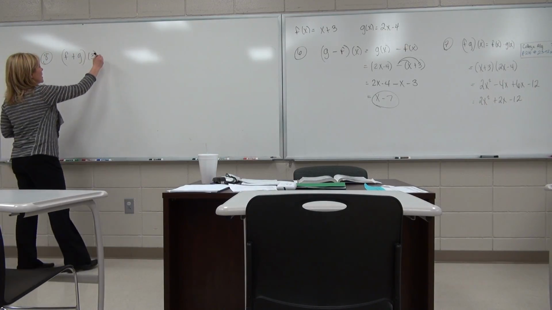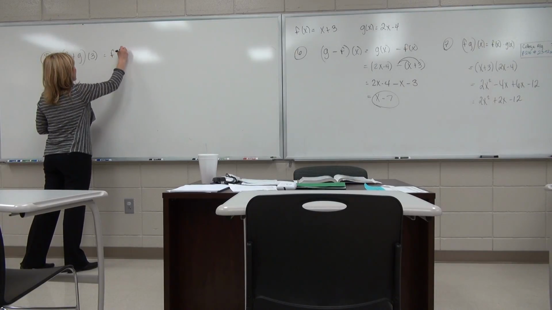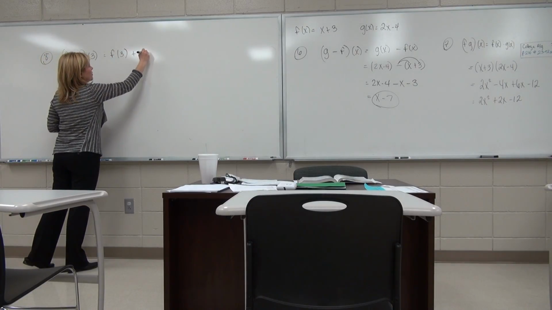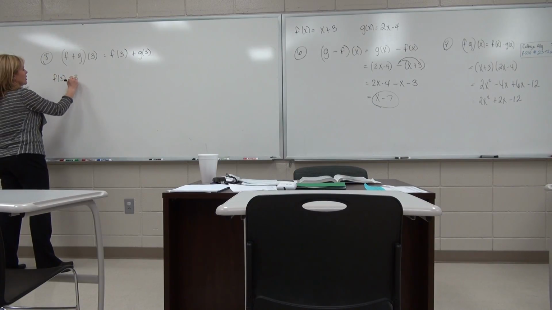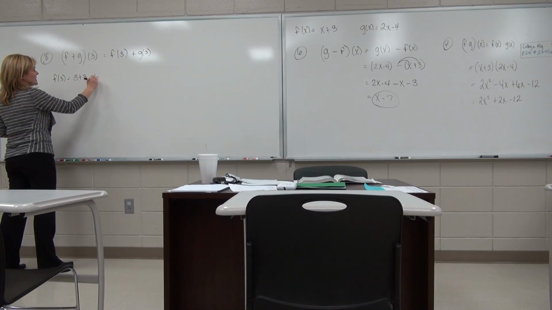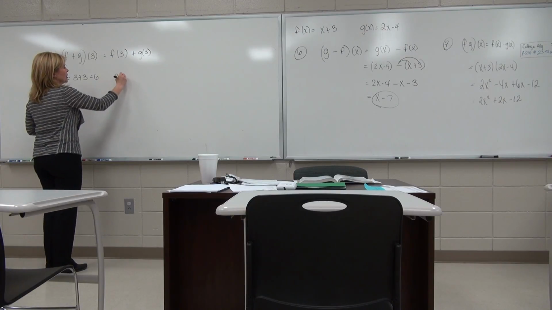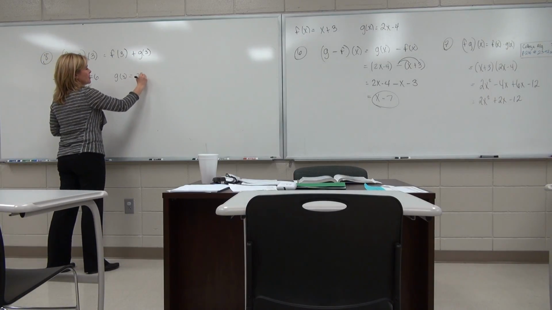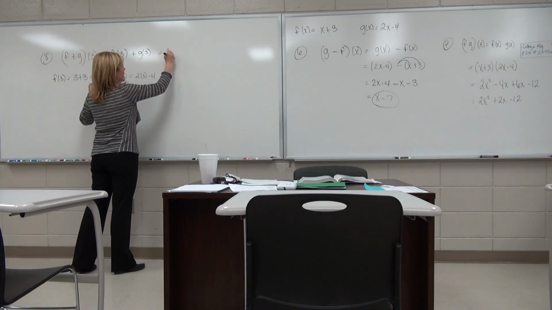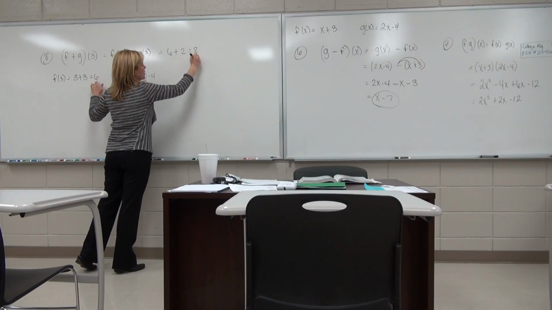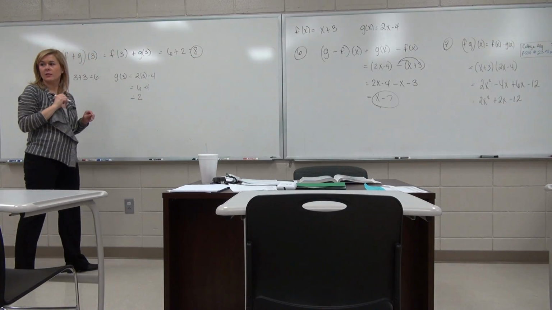So that means I need to say f of 3 plus g of 3, right? So f of 3 would be 3 plus 3, which is 6. g of 3 would be 2 times 3 minus 4, which is what, 6 minus 4 or 2? So my answer will be 6 plus 2, which is 8. Everybody okay on that?